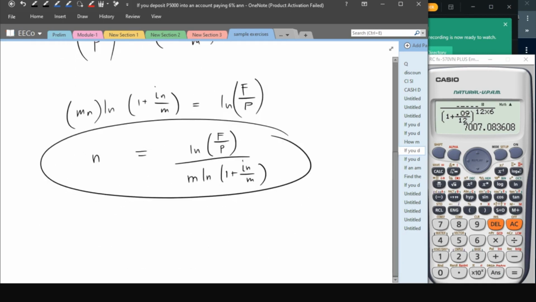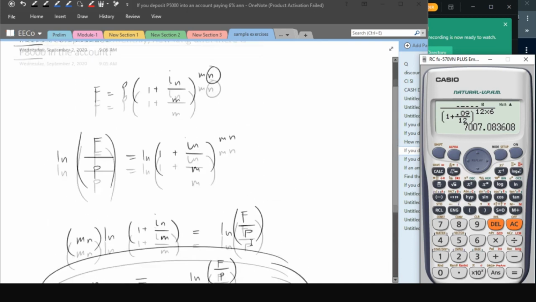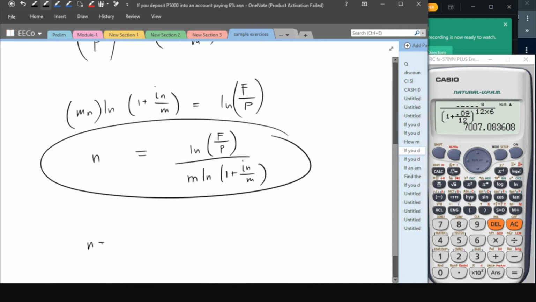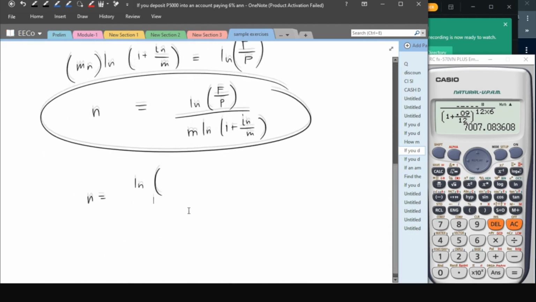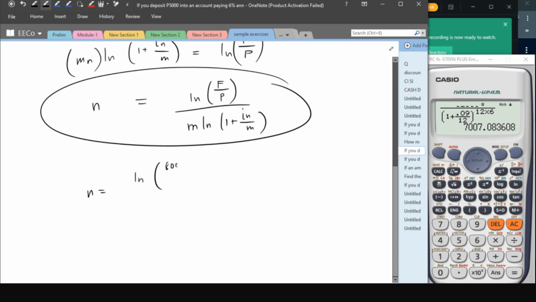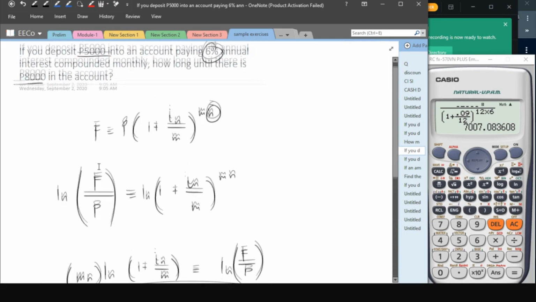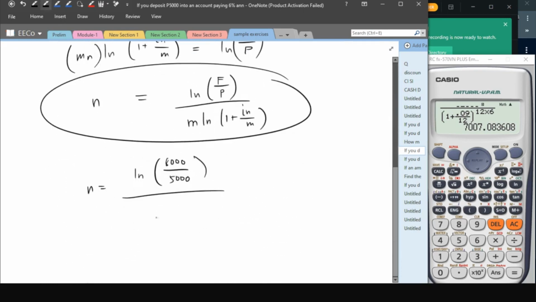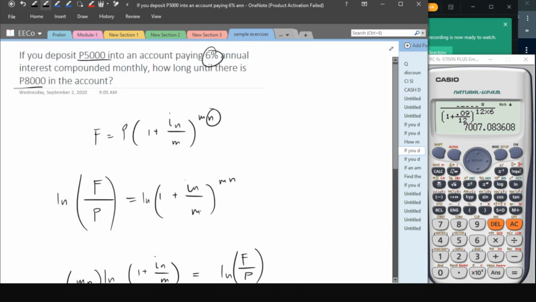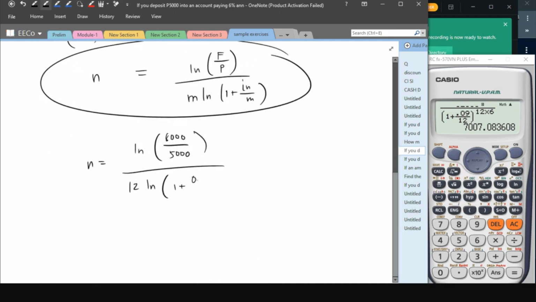Okay. Calculate the value. So, ln of F over P. F, that is, future amount is 8,000 and 5,000 is the present. Divide by m, compounded monthly pa rin, so 12, ln of 1 plus interest rate, which is 0.06, divided by 12. Ayan. So, N, how many years aabot ka ng 8,000?